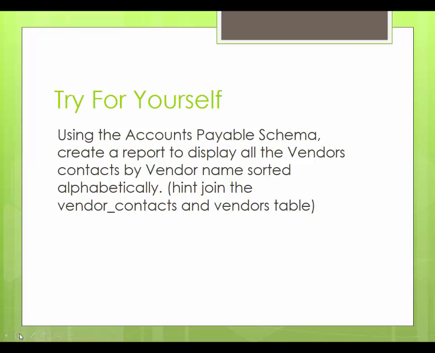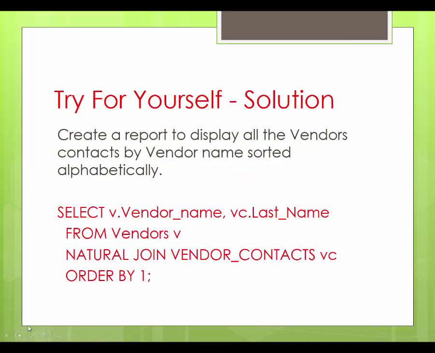And then you should come up with a SQL statement, something like this. You're going to select the vendor name and the last name from your vendor table and your vendor contact table. You're going to do a natural join, and you're going to order them by your first column or your vendor name. So again, you've gone through 4 inner joins.